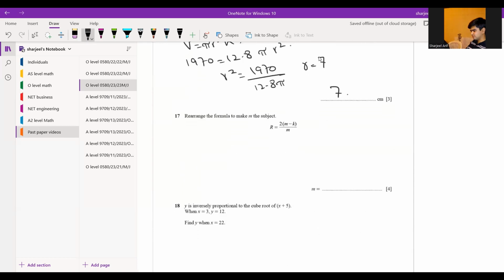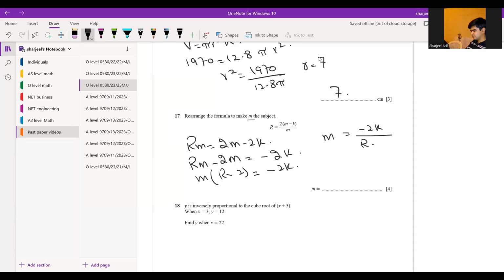Question number 17, we have to make m the subject. So first cross multiply it. Now take the values of m on the left hand side. This will become r minus 2 equal to minus 2k, and m will be equal to minus 2k divided by r minus 2.